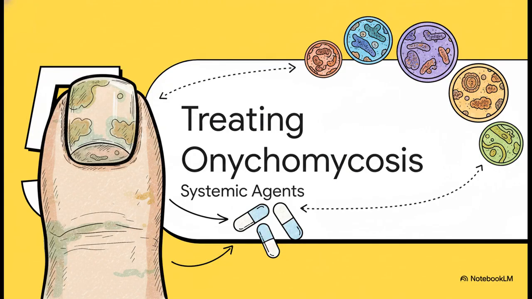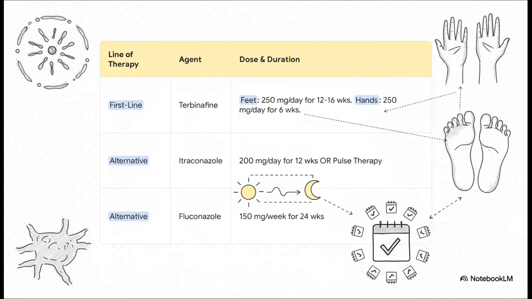And now, Module 5, Treating Onychomycosis. With this condition, your choice of systemic agent is going to be guided by the specific causative pathogen. This is key. So, when you're dealing with dermatophytes, and they are by far the most common cause, terbinafine is once again your first-line therapy. The dose is 250 milligrams a day. The absolutely crucial point here is the duration, because it depends on the location.